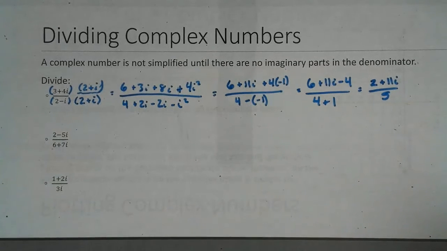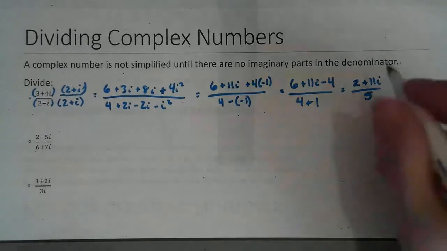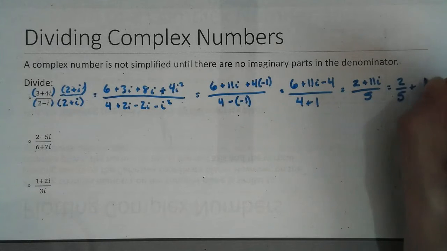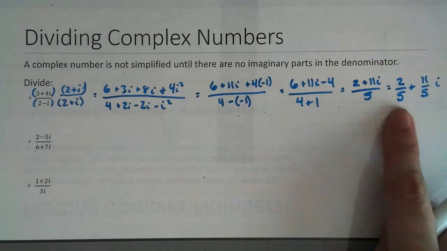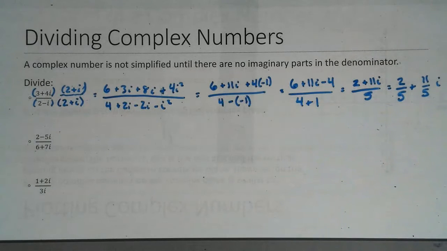Now we like it to be in a plus bi form, where the real part and the imaginary part are separate. So I'm just going to break up the fraction so that I have 2/5 plus 11/5 i. That way we have our a value of 2/5, our b value of 11/5, with the i out back.